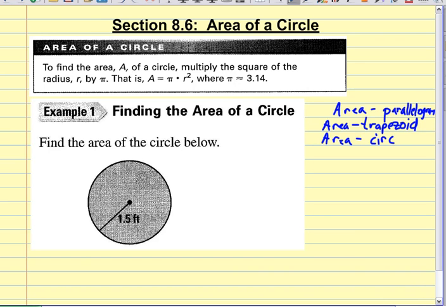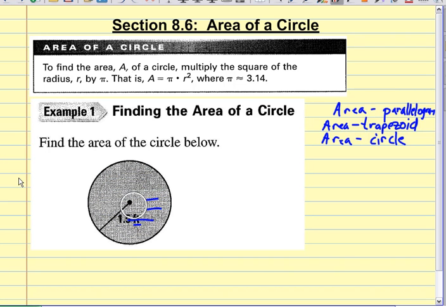Now, we've talked about the circumference of a circle. The circumference of the circle is the distance around the circle. But that's not what we're talking about today. Today, we're talking about how many little square feet could fit into this circle if we broke them up. How much space is inside of it? That's the area.